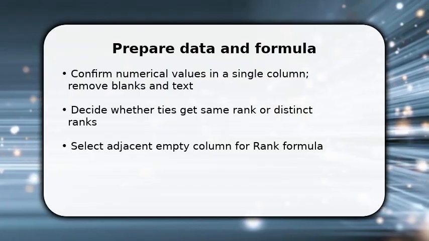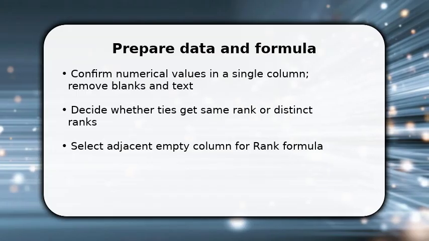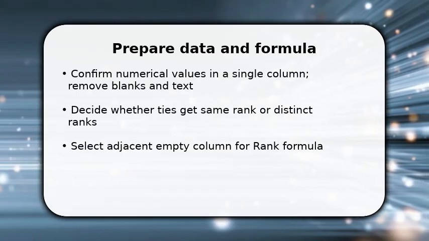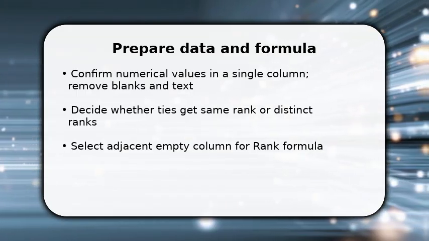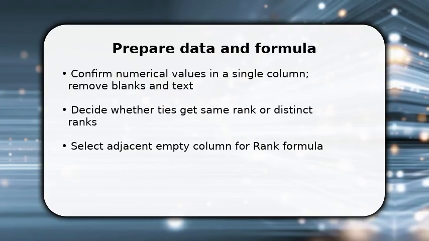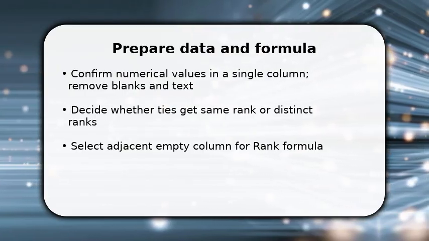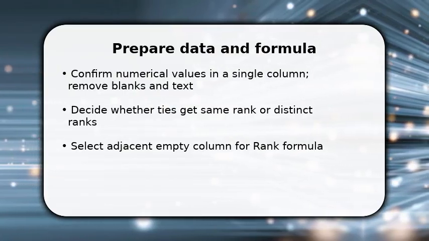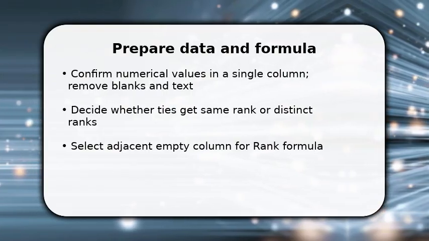You have a clean numerical column. Start immediately by selecting the first empty cell next to the numbers. Enter the RANK.EQ or RANK.AVG function based on how you want ties handled. For descending rank, use RANK.EQ(number, range, 0). For ascending, change the last argument to 1.